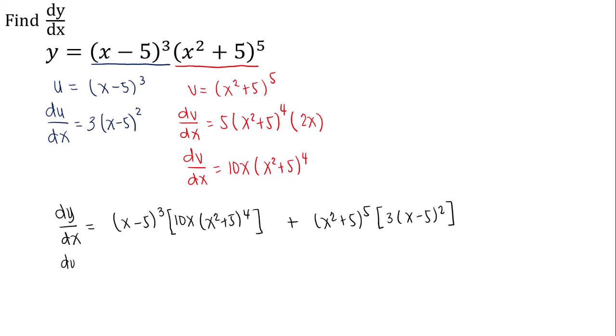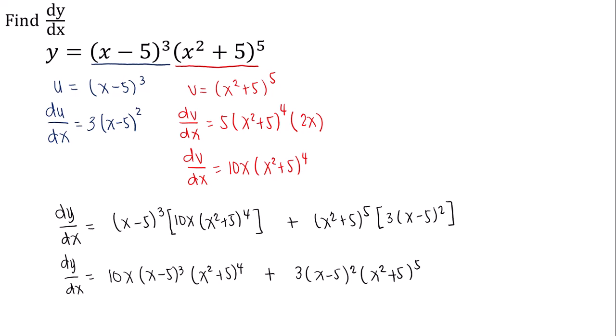Now, simplify or rearrange. dy dx is equal to 10x times x minus 5 cubed times x squared plus 5 to the power of 4 plus 3 times x minus 5 squared times x squared plus 5 to the power of 5. This is now dy dx. Wherein there is chain rule, then inside each chain rule is another chain rule, no? And then we have the product. So more or less you get the concept. Hopefully you do.